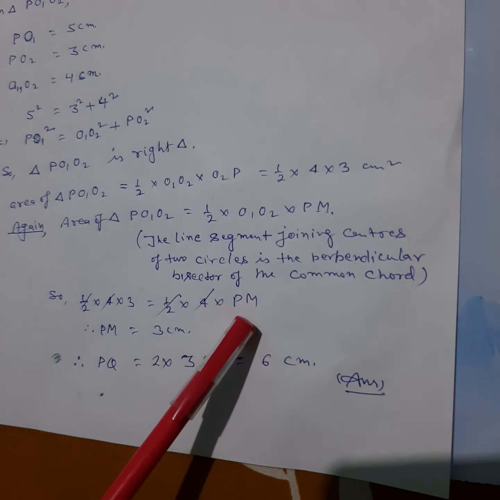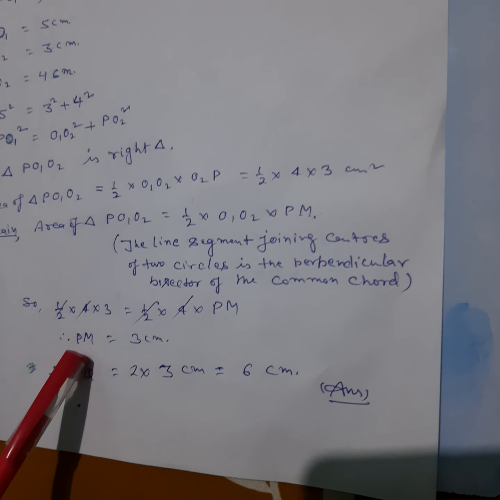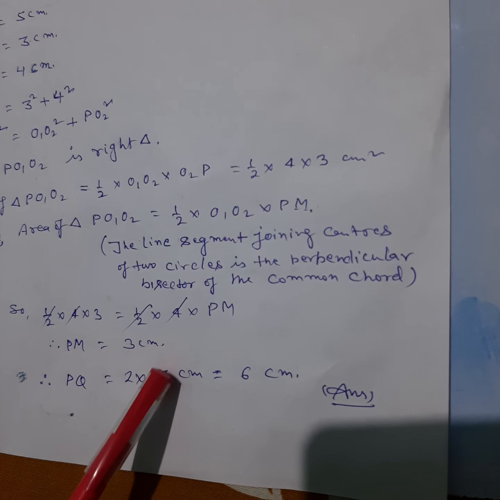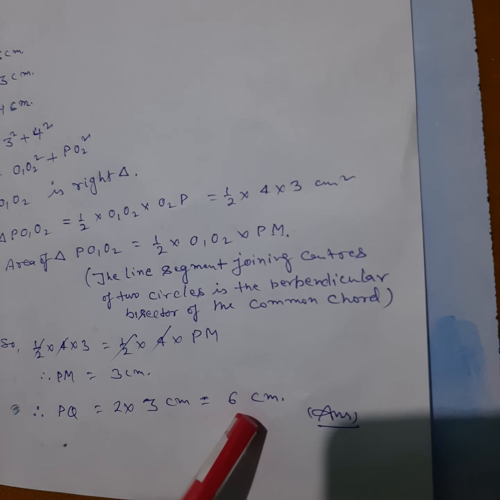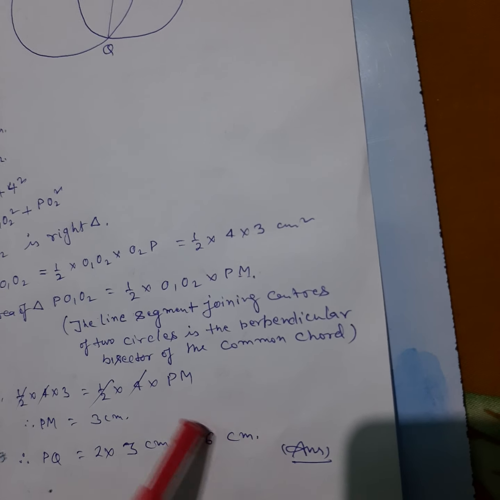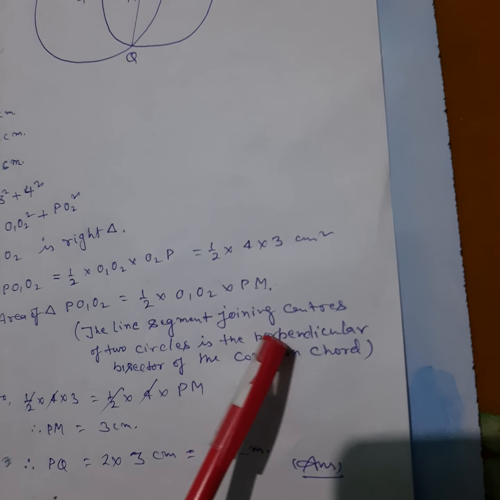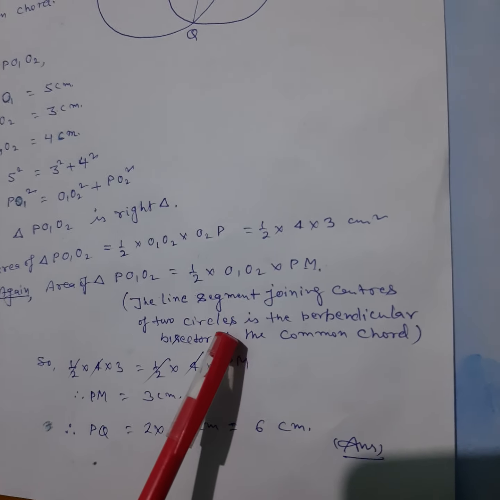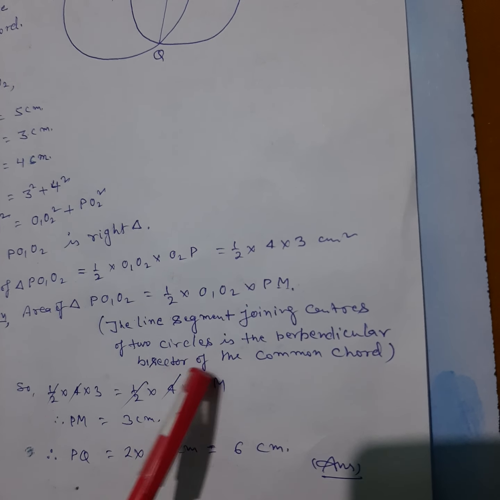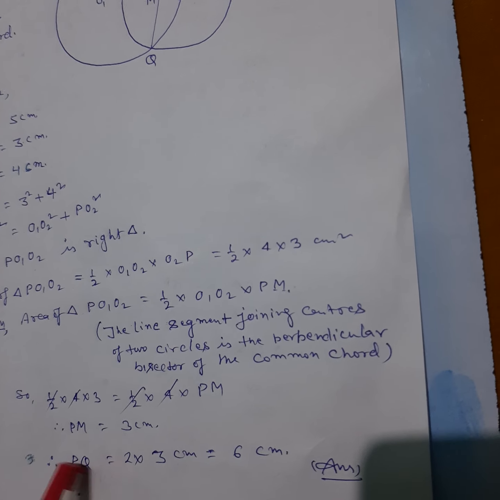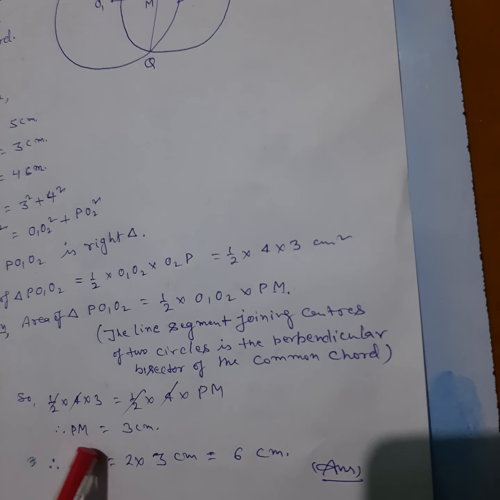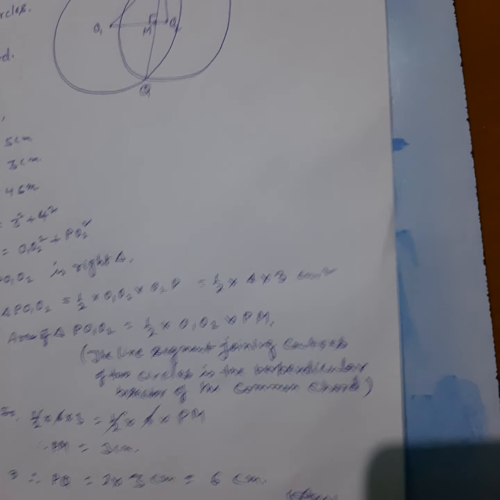So we get PM equals 3 centimeter, that is PQ equals 2 into 3 centimeter, which equals 6 centimeter. The line segment joining the centers of two circles is the perpendicular bisector of the common chord. So PQ equals 2 into PM, that is 2 into 3 equals 6 centimeter.